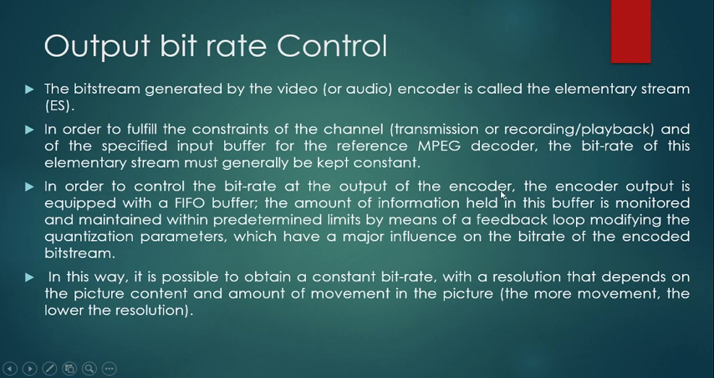For that, in the encoder, we can have a first in first out buffer, and the amount of information in the buffer is monitored and maintained within predetermined limits by means of a feedback loop modifying the quantization parameters. That is, in the encoder block diagram, we can have a feedback loop with the help of a FIFO buffer, which will help us in maintaining a constant bitrate. In this way, it is possible to obtain a constant bitrate with a resolution which depends upon the picture content.